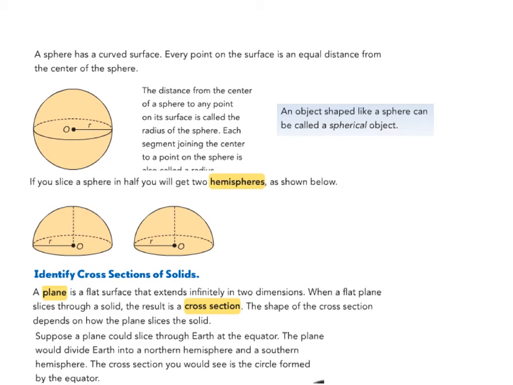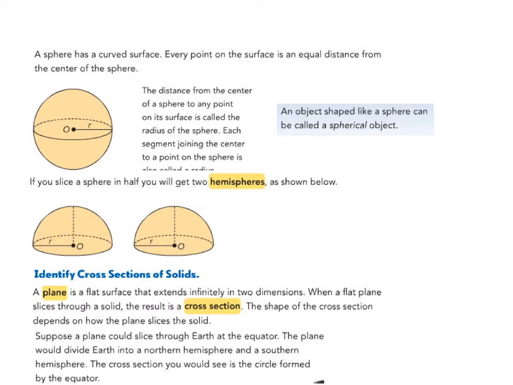Okay, so then we have a sphere. A sphere has a curved surface. Every point on the surface is an equal distance from the center of the sphere. The distance from the center of the sphere to any point on the surface is called the radius of the sphere. Each segment joining the center to a point on the sphere is called a radius. So all the way around a sphere is the same distance apart. An object shaped like a sphere can be called a spherical object. If you slice a sphere in half, you get two hemispheres or half spheres. Okay? And that's what they look like.